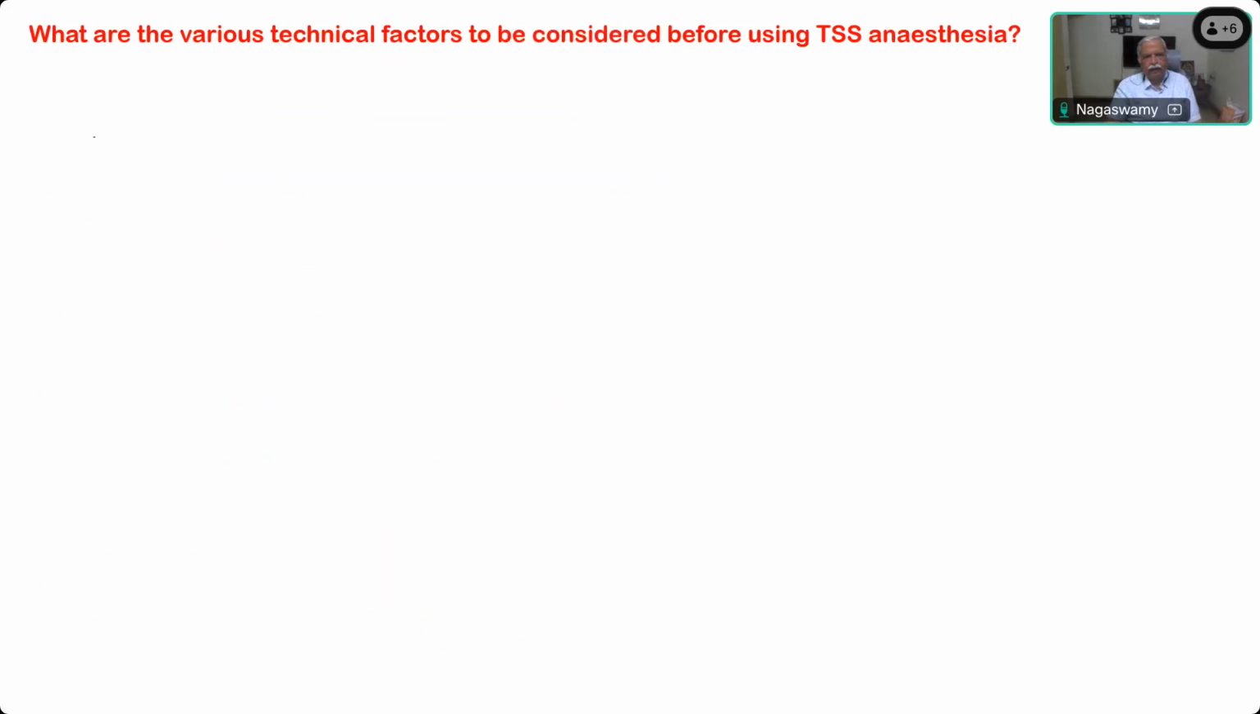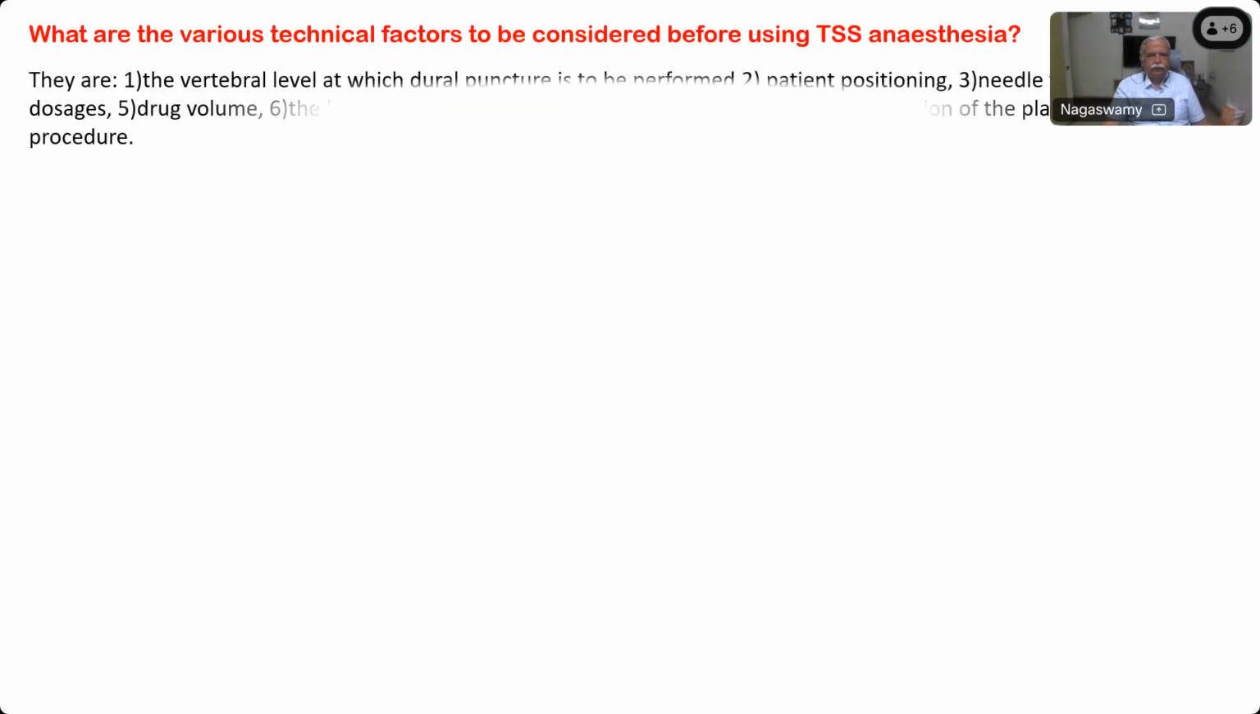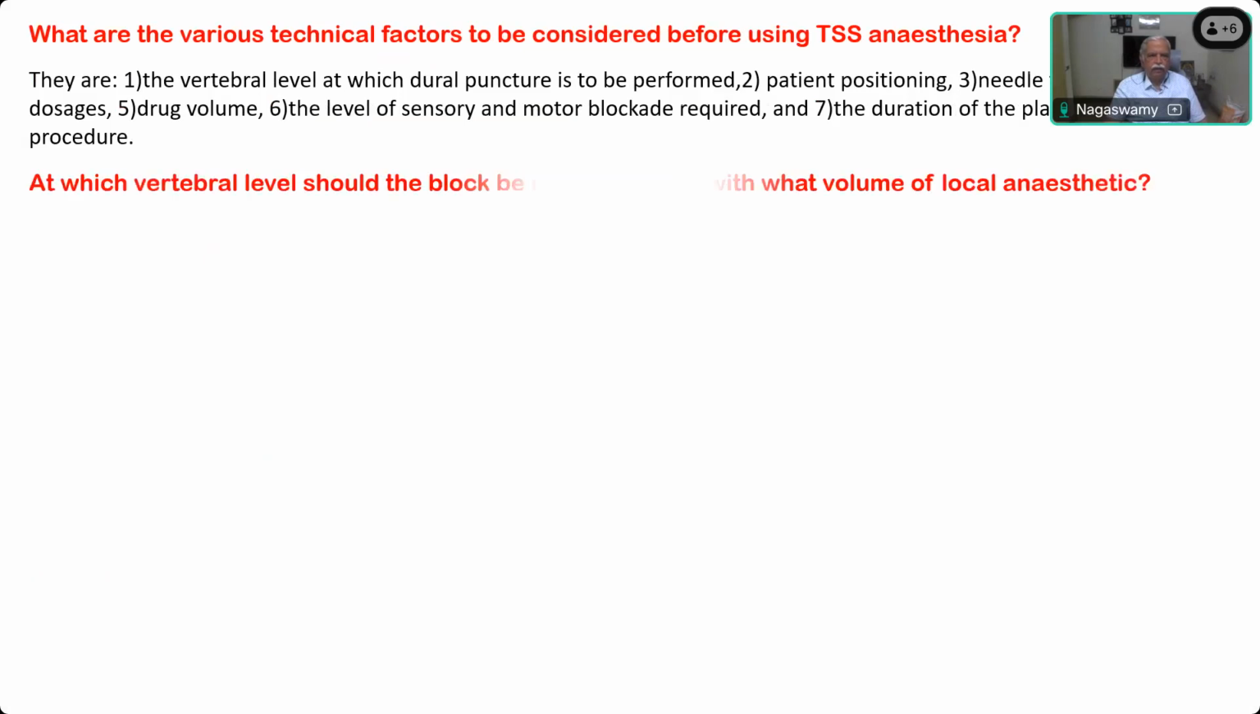What are the various technical factors to be considered before using this anesthesia? Must identify the vertebral level of dural puncture correctly. Then patient positioning is very important. The type of needle you are going to use is very important. What is the drug dosage and drug volume that you are going to give, the level of sensory motor blockade required, and the duration of the surgical procedure. All these things are to be taken into consideration.